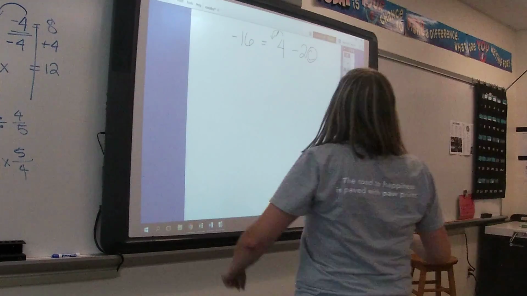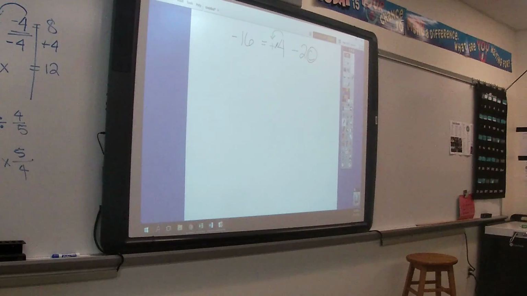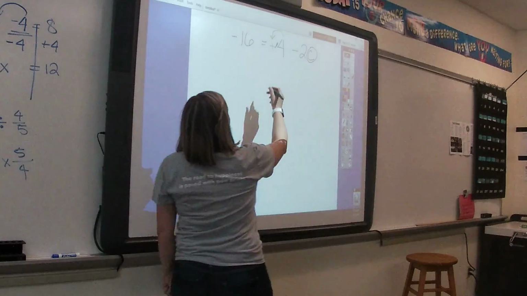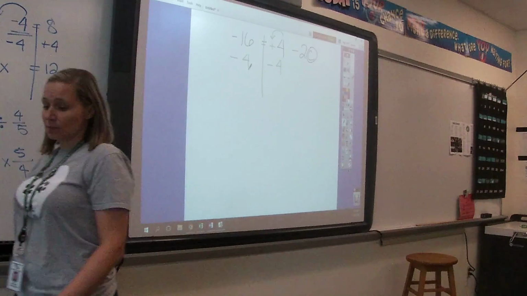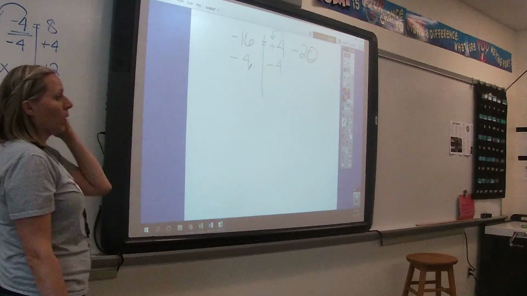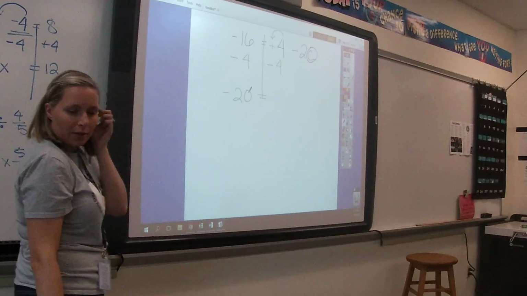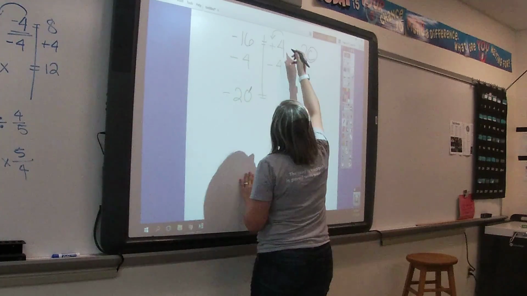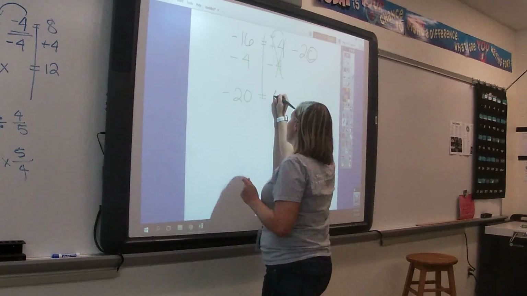Positive. So if I say that this is a positive 4, what does that positive look a whole lot like? A plus sign, addition. And how do we undo addition? Subtraction. And so we're going to subtract 4 from each side. And what is negative 16 minus 4? Negative 20. Right, use a calculator if you need to, no big deal. Now we have to be careful here because when I cross these off, what do I have left? Negative 2c.